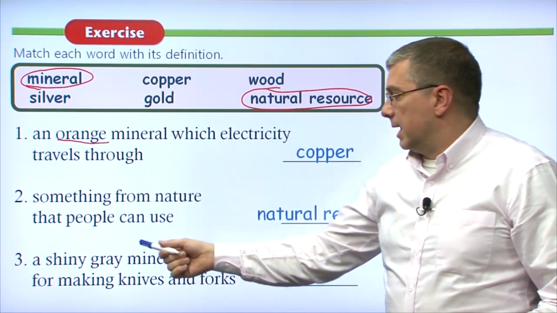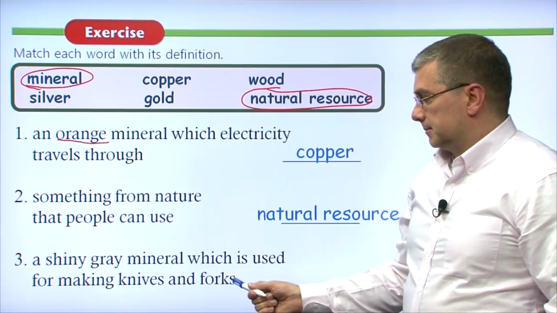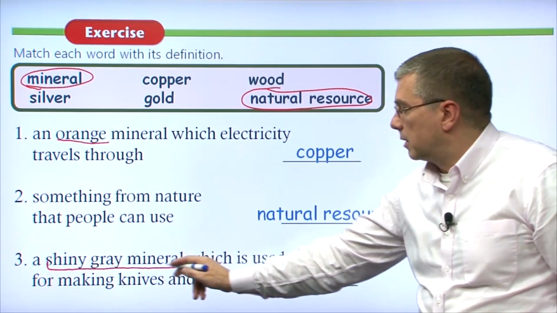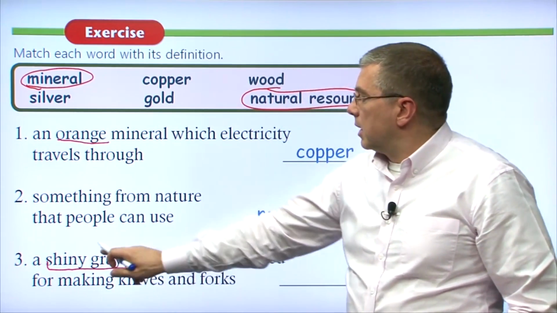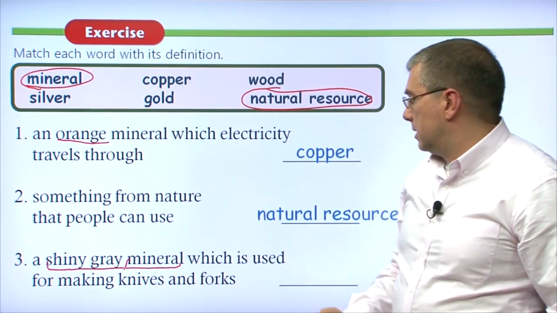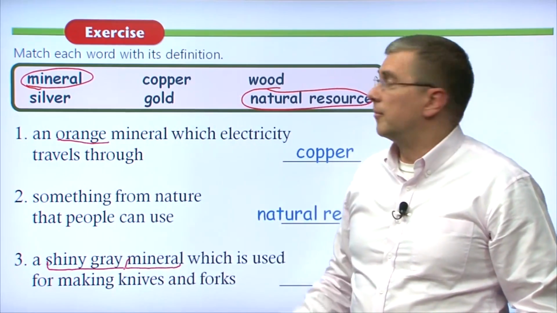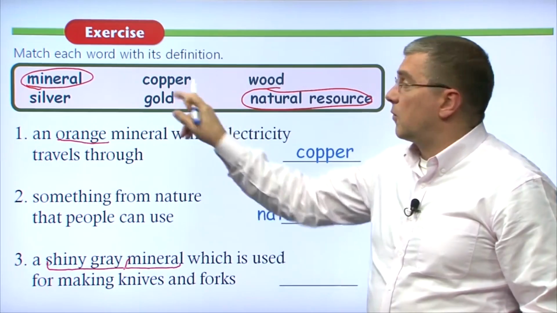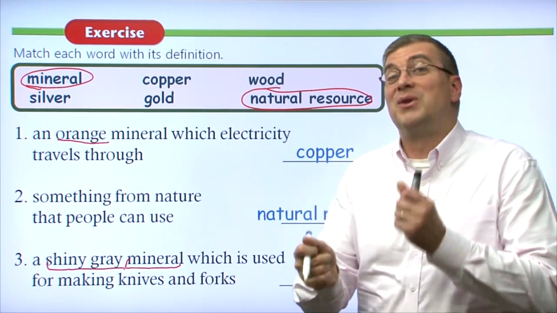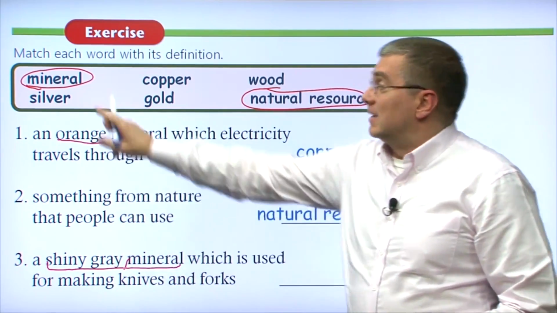Okay. 3, a shiny gray mineral, which is used for making knives and forks. A shiny gray mineral is our key part right here. Shiny gray is our color, and of course we're looking at these 3 minerals here. Do we make knives and forks from copper? We could, but is copper shiny gray? No. Do we make knives and forks from gold? Well, some people actually do. Some very, very rich people do have gold knives and forks in their houses, but is gold shiny gray? No. Is silver shiny gray?